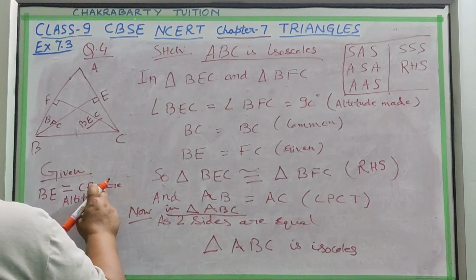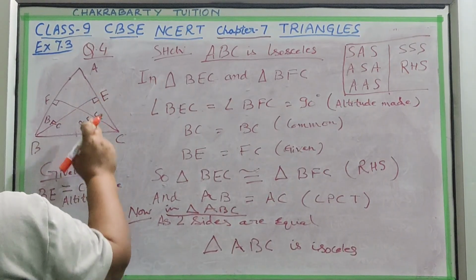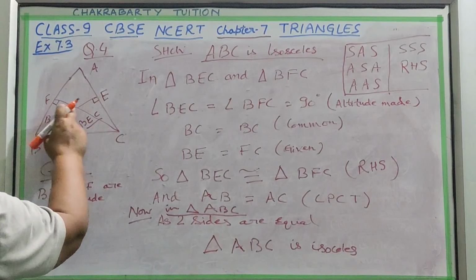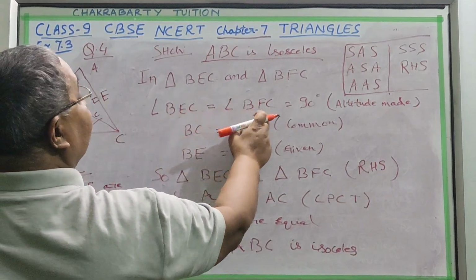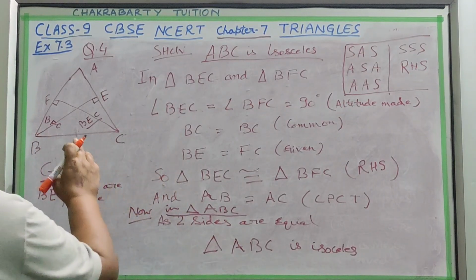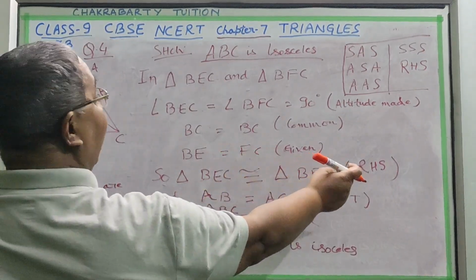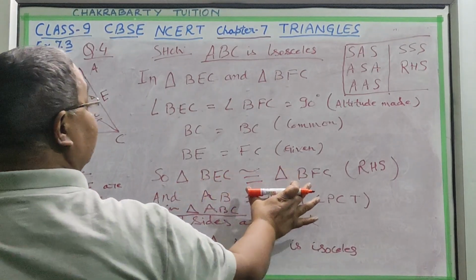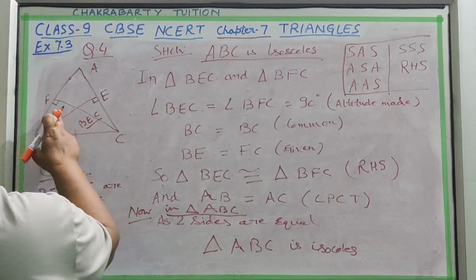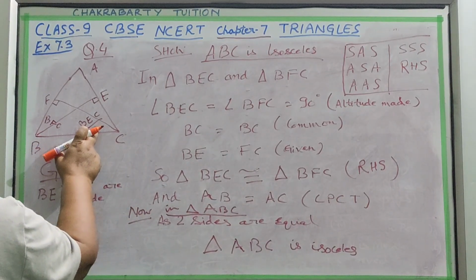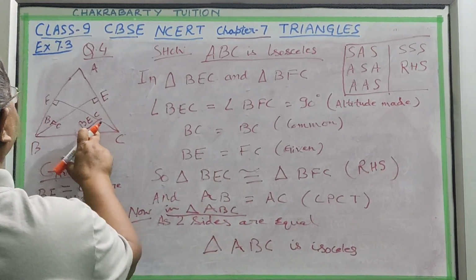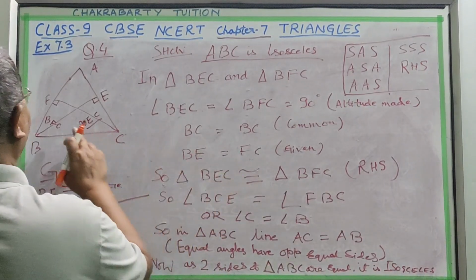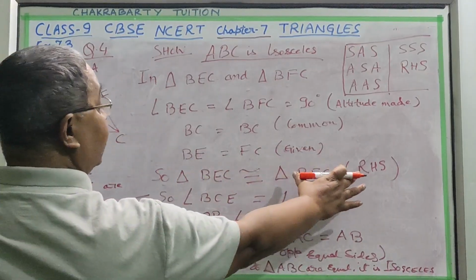It is also given that these are altitudes. An altitude makes a 90-degree angle, so angle F and angle E will be 90 degrees. Based on this, one right angle, hypotenuse and side, the two triangles are congruent. So triangle BEC and triangle BFC will be congruent triangles.